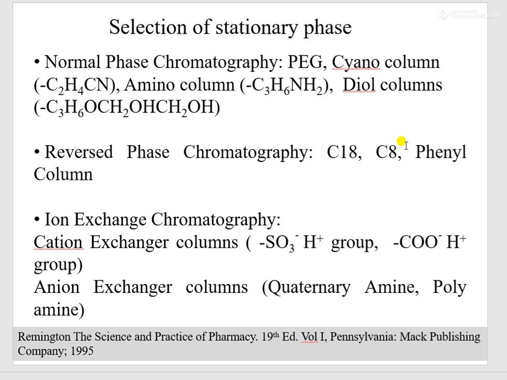So that is used. In case of ion exchange chromatography, you can have cation exchanger column and you can have anion exchanger column. Cation exchanger column is for exchange of cations, and anion exchange column is for exchange of anions. So SO3 minus H plus group is used, then carboxylic acid group is used. This is strong as compared to this. This is weak cation exchanger and this is strong cation exchanger. For anion exchanger, quaternary functional groups are used, and polyamines are also used. Quaternary amine group is a strong anion exchanger, while polyamine is a weak anion exchanger.